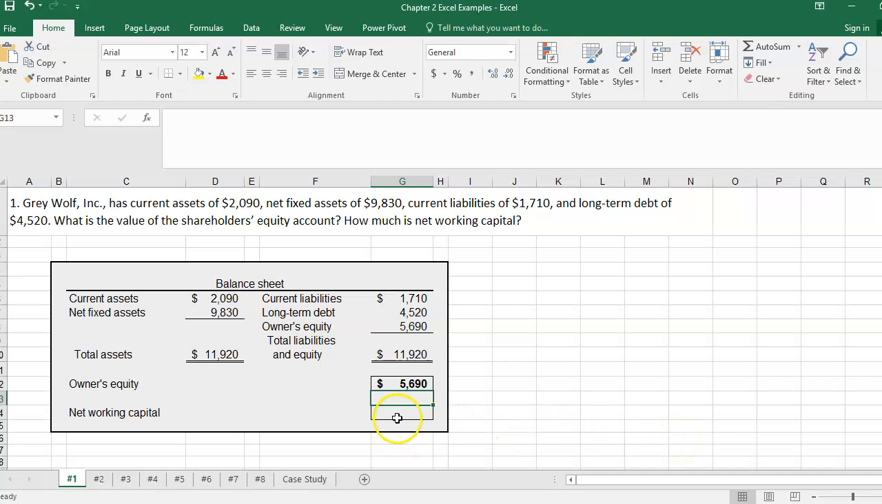The last thing that we're asked for in this calculation is our net working capital. So we know net working capital is current assets minus current liabilities. So we have current assets, 2,090, minus current liabilities of 1,710 for a total net working capital of $380.